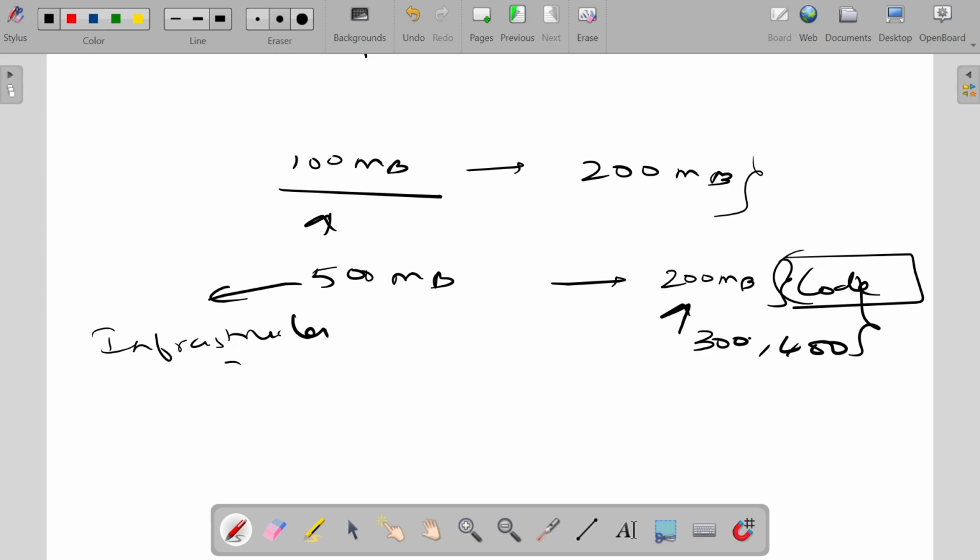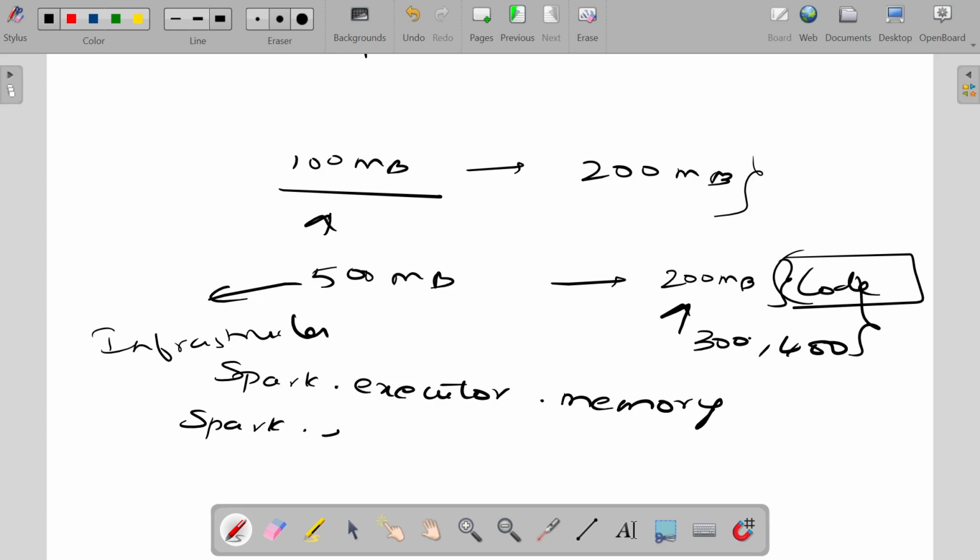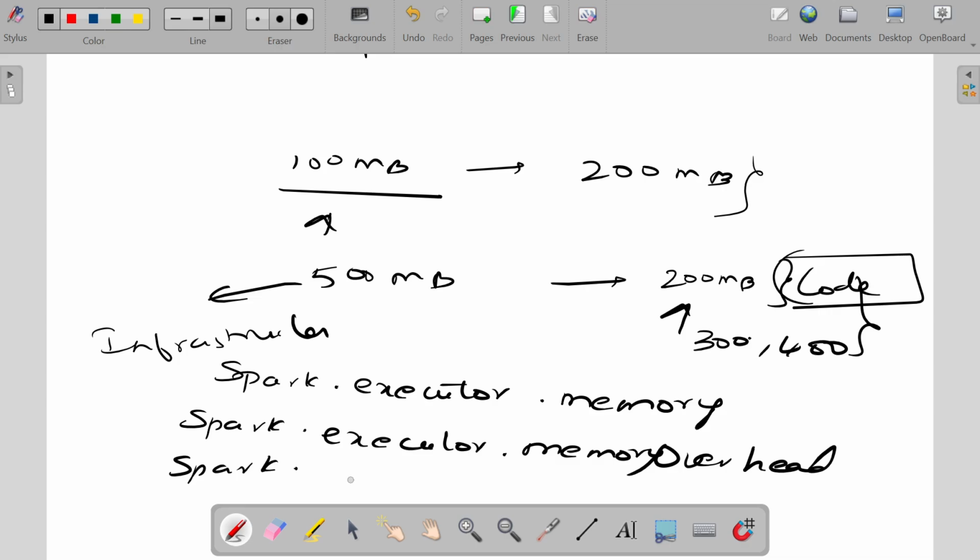So let's talk about the infrastructure, because we talked about the code in other videos as well. You need to increase the memory, like you need to increase this spark.executor.memory. These are the configurations that you need to ensure you increase. This will increase the executor memory. You also need to increase the memory overhead, spark.executor.memoryOverhead. You also need to increase the Spark driver memory as well. So this is driver.memory. You have to increase this.